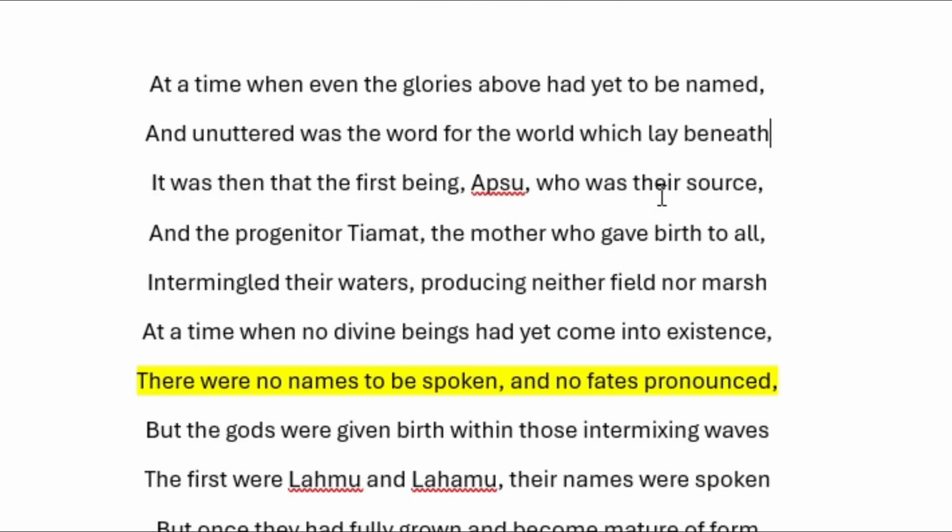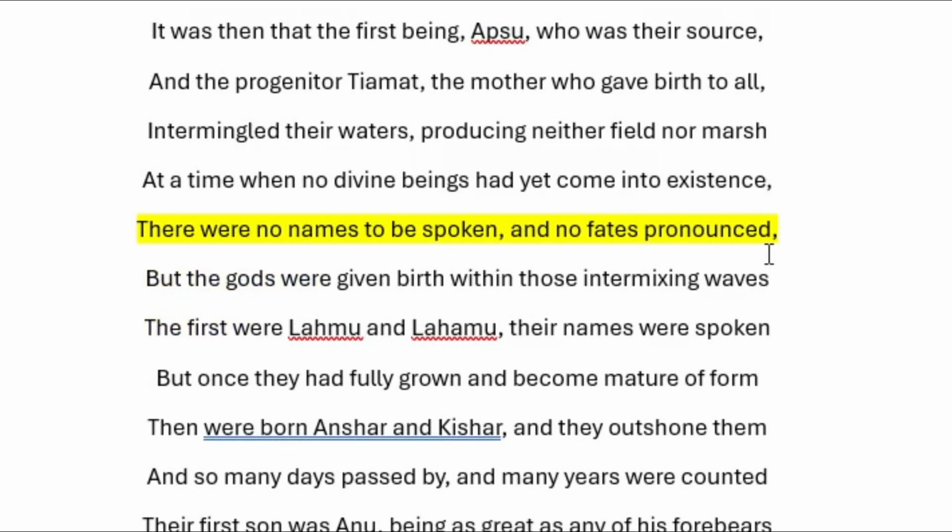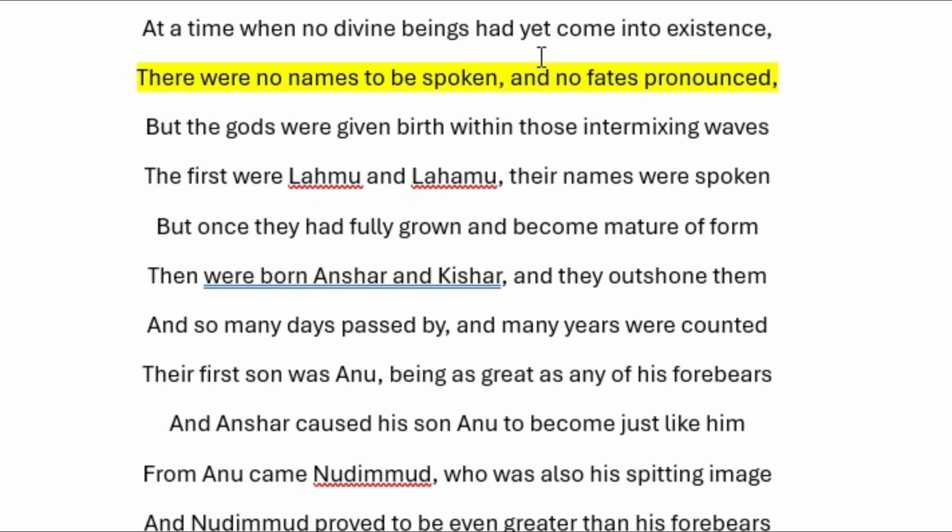It was then that the first being Apsu, who was their source, and the progenitor Tiamat, the mother who gave birth to all, intermingled their waters, producing neither field nor marsh, at a time when no divine beings had yet come into existence. There were no names to be spoken, and no fates pronounced. Right here we are already born, but we have not yet developed. This is not going to become a devil god sort of a thing. There's going to be a good and an evil, but it's in a different way.